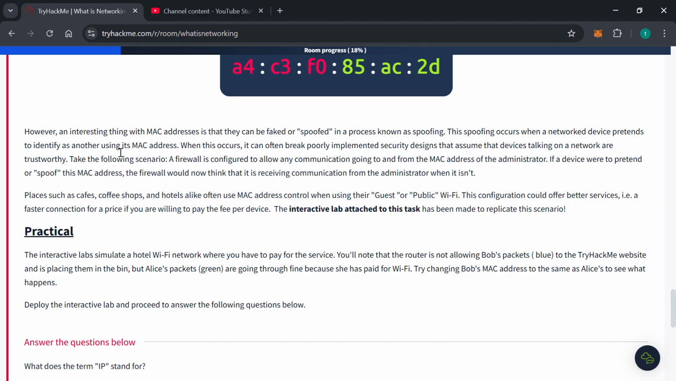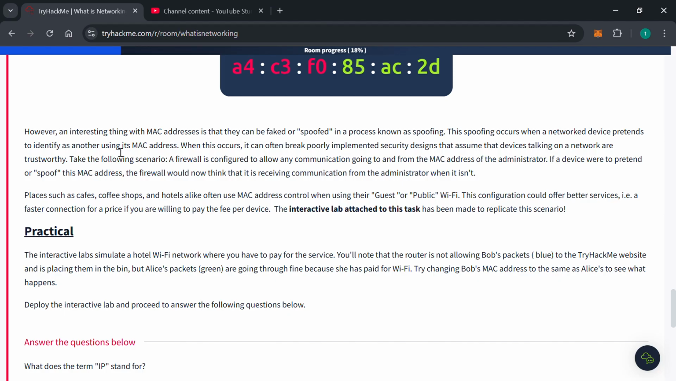A firewall is configured to allow any communication going to and from the MAC address of the administrator. If a device were to pretend or spoof this MAC address, the firewall would now think that it is receiving communication from the administrator when it isn't. Places such as cafes, coffee shops, and hotels often use MAC address control for their guest or public Wi-Fi. This configuration could offer better services, that is, a faster connection, for a price if you are willing to pay the fee per device.